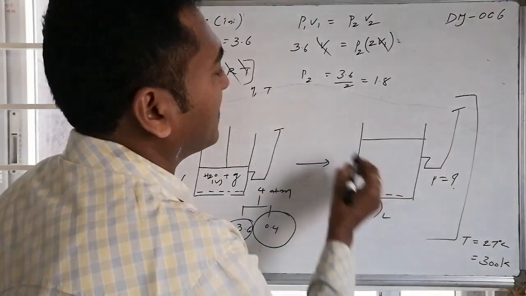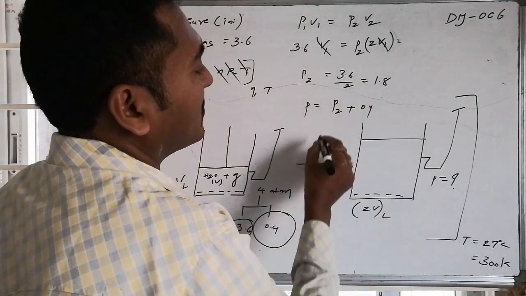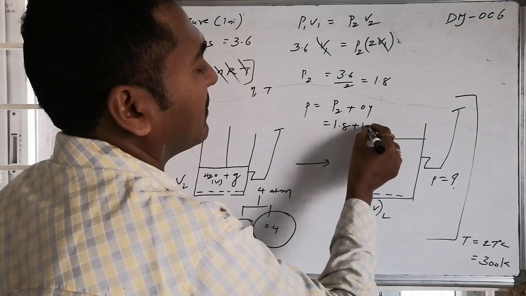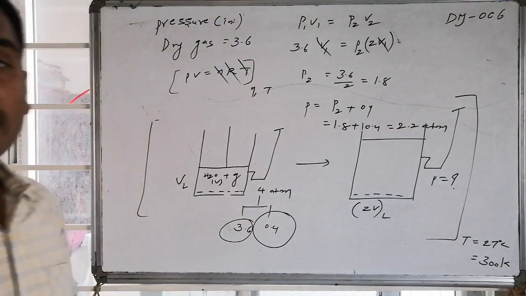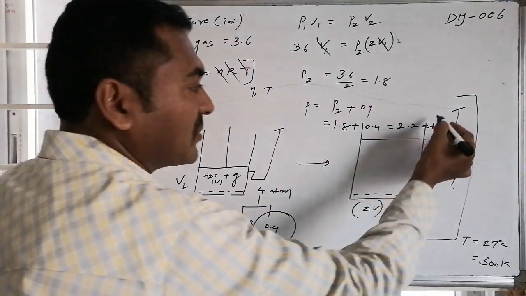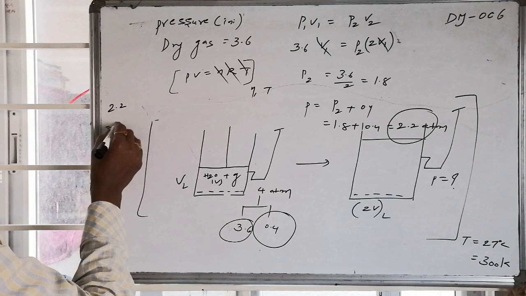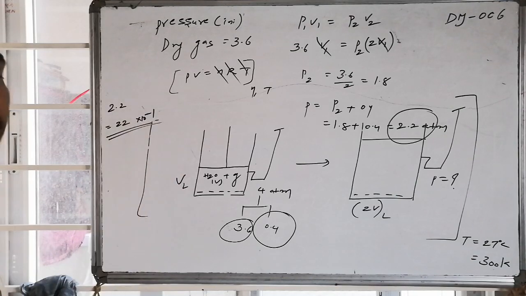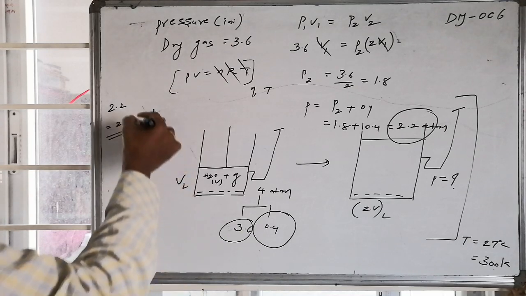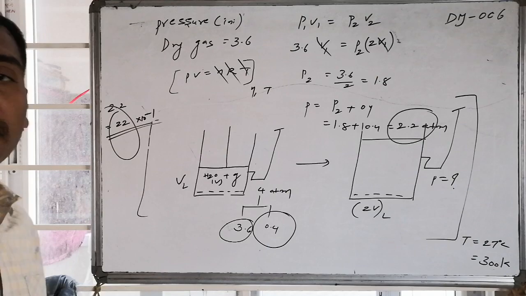So the final pressure P equals P2 plus 0.4, which is 1.8 plus 0.4, equal to 2.2 atmospheres. As per the question, we have to express this as some x into 10 power minus 1, that will be 22 into 10 power minus 1. Hence the value of x as far as the question is concerned is equal to 22.